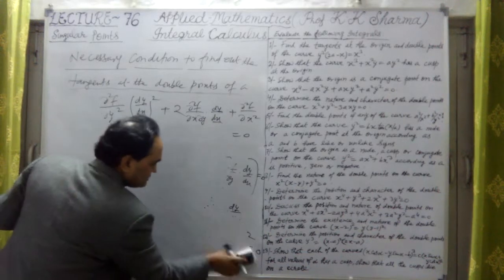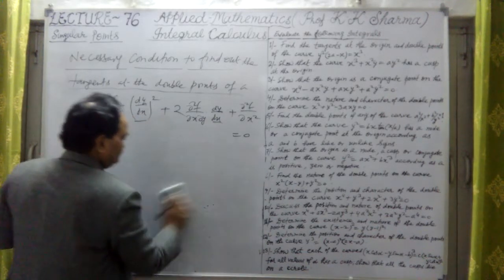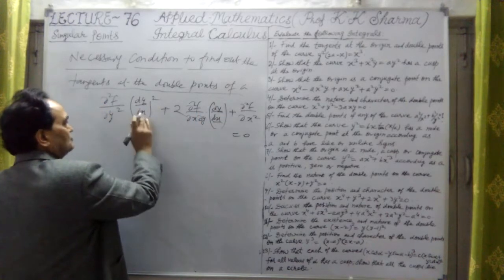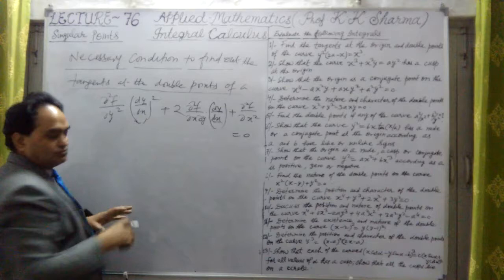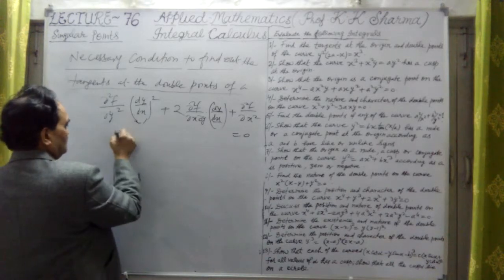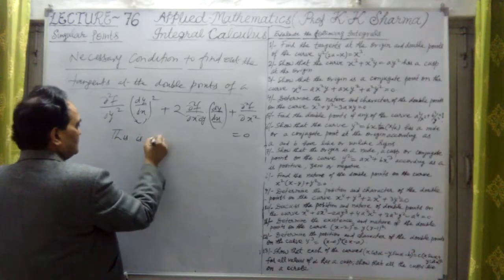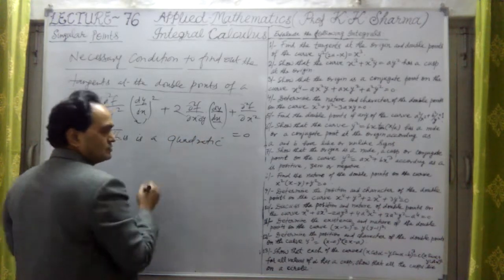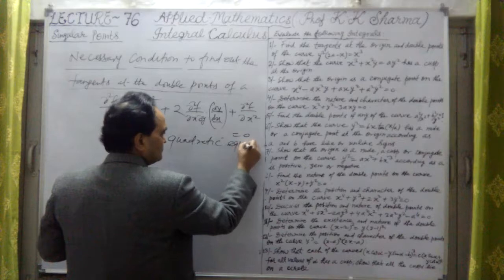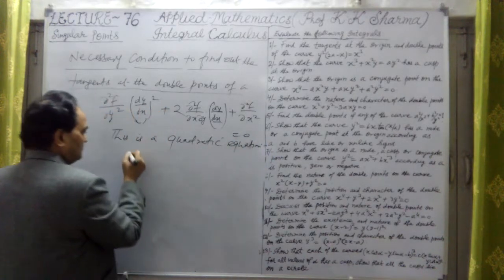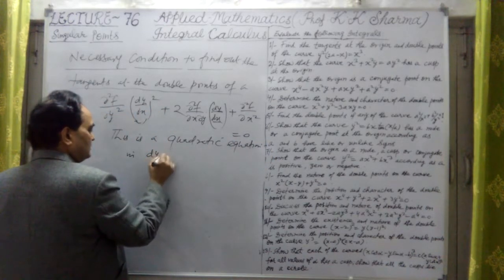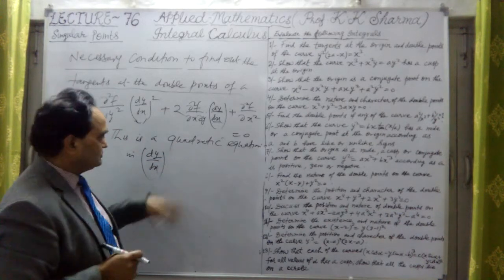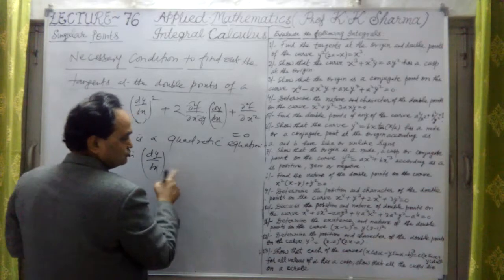This is a quadratic equation in d by dx. We see here this d by dx and this d by dx whole square. It is a quadratic equation in d by dx, so we have to find out the two values of this.